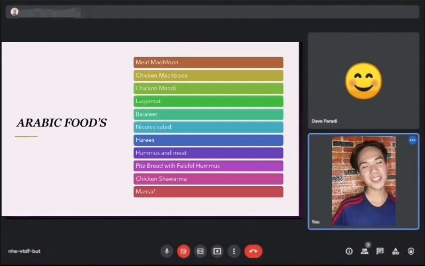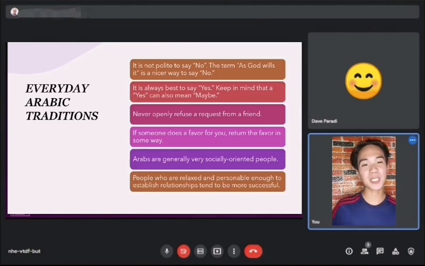Okay, so here are the everyday Arabic traditions. It is not polite to say no. So the term "as God wills it" is a nicer way to say no. It is always best to say yes. Keep in mind that a yes can also mean maybe. So never openly refuse a request from a friend. If someone does a favor for you, return the favor in some way.